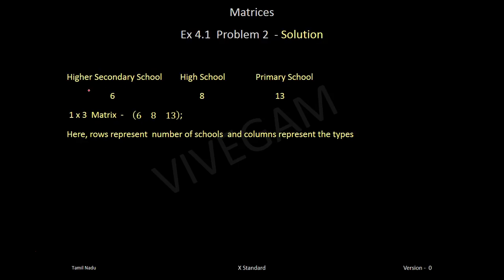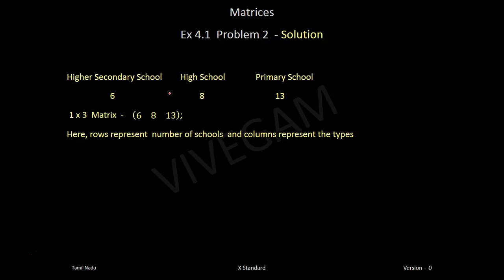Are you clear? So here the row represents the number of schools and the column represents the type of school. So if you want to find how many high schools are there, it is the first row and second column, that is 8. How many higher secondary schools are there? First row, first column. Number of primary schools, first row and third column. So whichever way you define your rows and columns, that way you will be able to get the matrix.